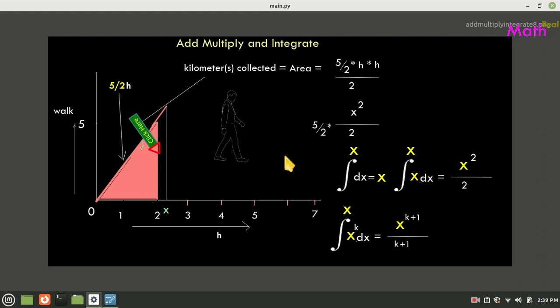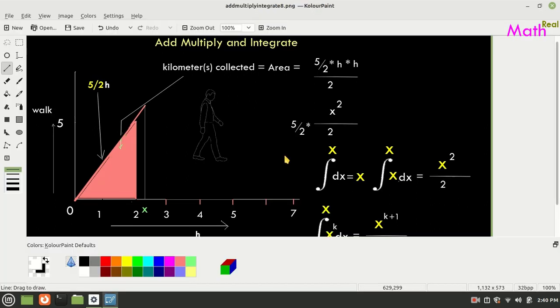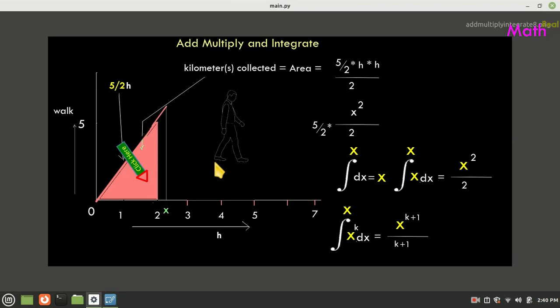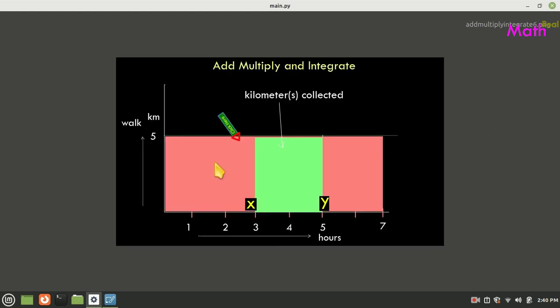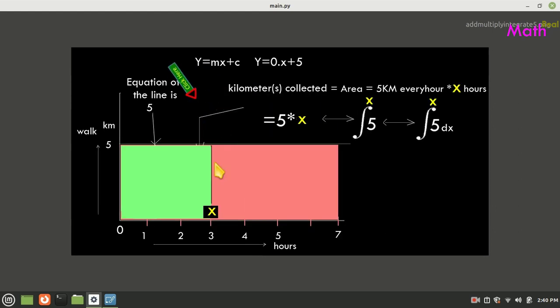What about the total number of kilometers he has collected at any time x? So this much. As per the integration rule, first we have to find the equation of the line and multiply by the horizontal, how much time.